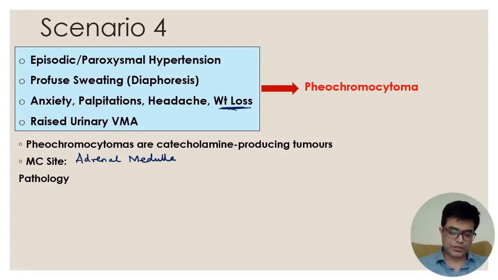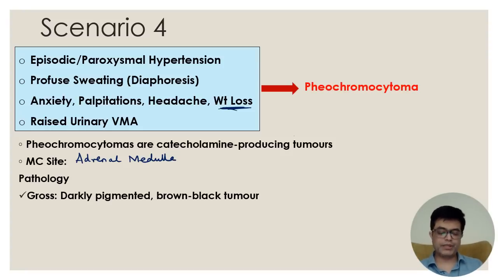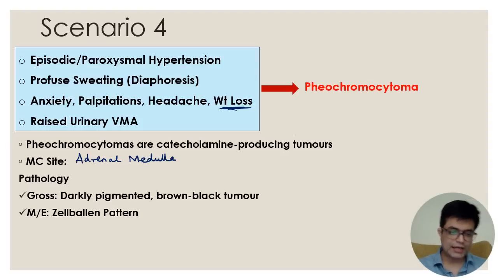Now, what is the pathology? When you do histopathology on gross microscopy, the tumor will appear as a darkly pigmented brown-black tumor. But when you do microscopy, you will find a very characteristic pattern called the Zellballen pattern. If you are reading pathology, this is a pathology PYQ also.